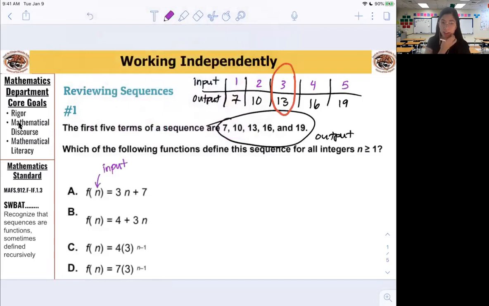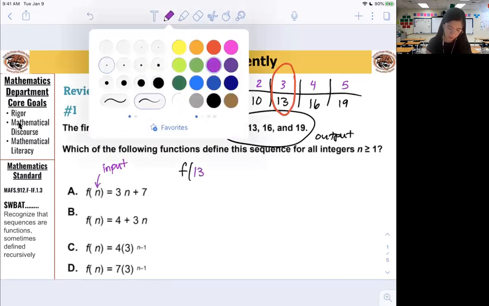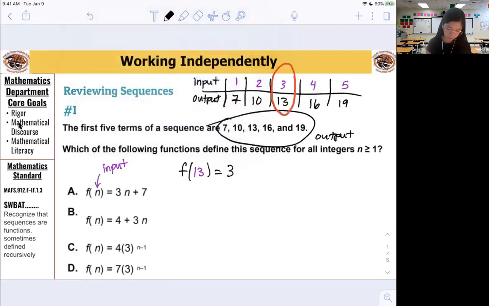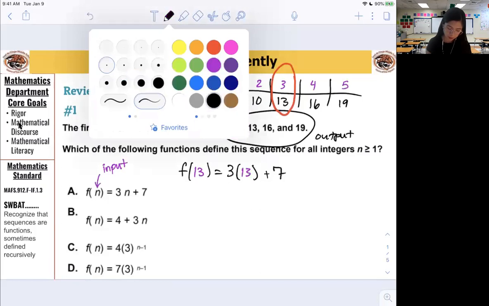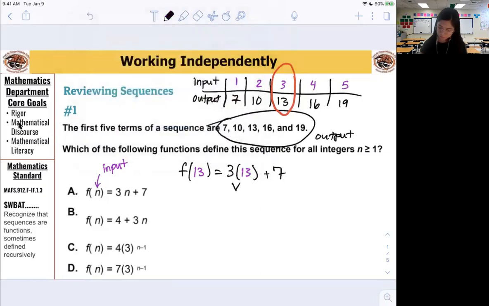For answer choice A, I'm going to plug in 3 as my input. If it's the right answer, I should get 13, because 13 is the output. But let's find out what happens. I'm going to multiply first. Oh, I'm sorry, I'm not plugging in a 13. I'm plugging in a 3, my bad. I'm plugging in a 3 because that's my input. And what I want to get is a 13 as my output.